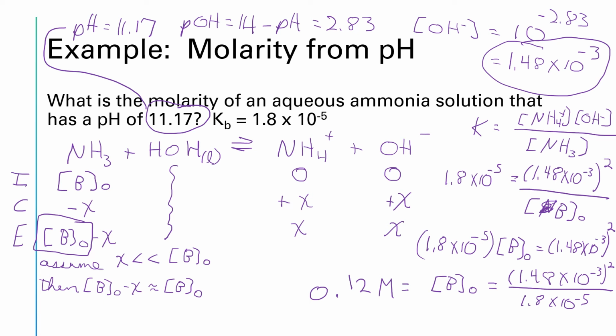I'm really limited to two significant figures here in my molarity because our pH originally had 2 decimal places and our K value has 2 sig figs, so both of those point to 2 significant figures in our base molarity. There we go, final answer. The initial concentration of ammonia is 0.12 molar.